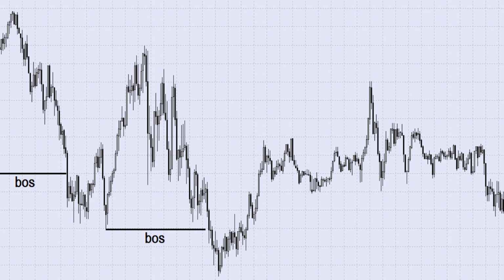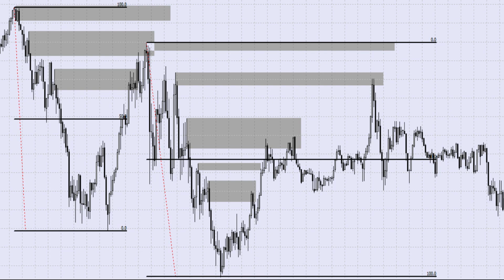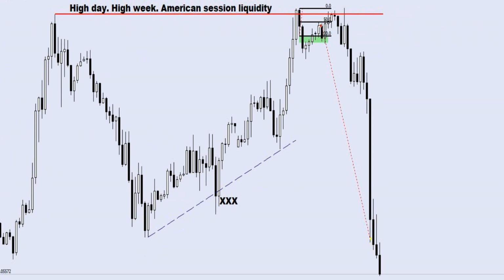Why? The answer is simple. If you select all the blocks that are inside the structure, then try to guess which of them will stop the price and reverse it, and which will not. Yes, you can use the discount or premium zone for filtering. This is certainly true, but try to logically explain why this block worked and this one didn't. This is the task.